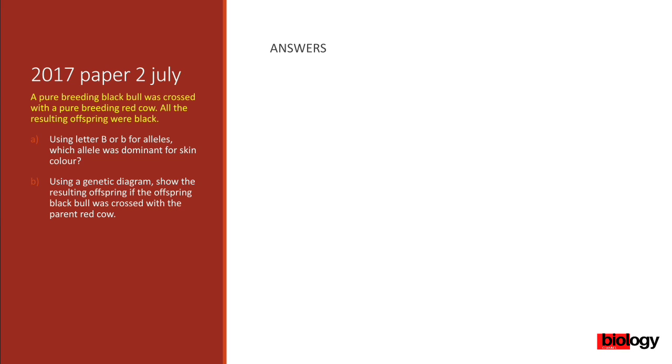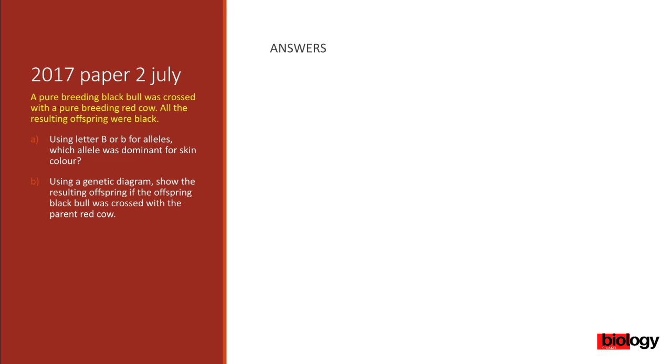Okay, so a pure breeding black bull was crossed with a pure breeding red cow. By the way, a bull is simply a male cow. So don't think these are two different animals. It's a cow, but it's a male, so it's a bull. So all the resulting offsprings were what? Were black.